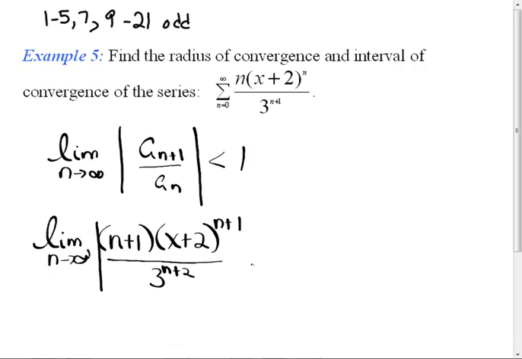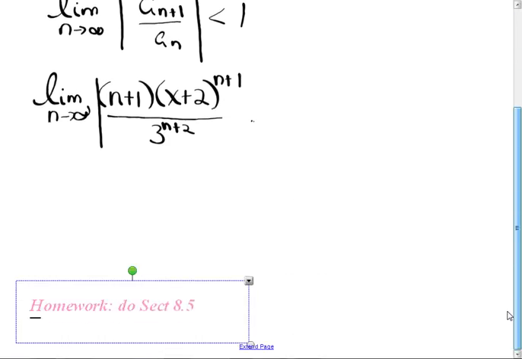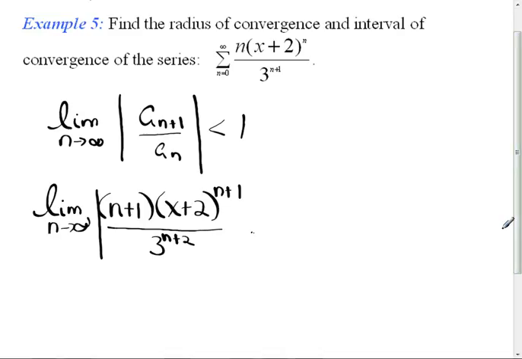Matt, now what am I going to multiply by? Yeah. Okay, so it's 3 to the n plus 1. Now, if you're good with just subtracting exponents, I'm fine with that. I just do it this way because most of you prefer it.